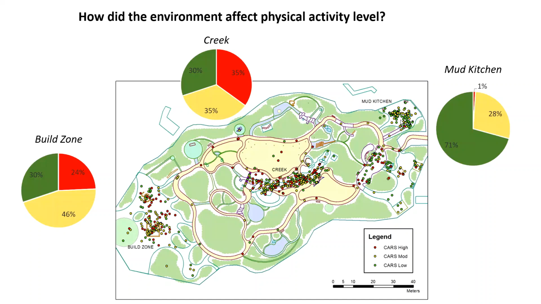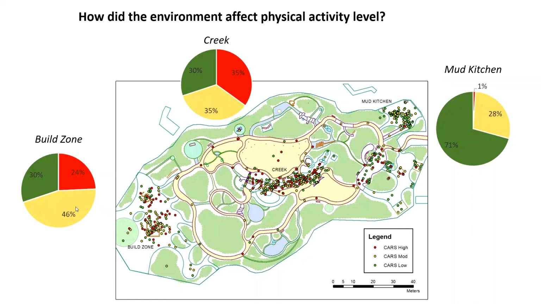And so when we look at the three main areas on the site, we see that the Mud Kitchen supports a tremendous amount of low physical activity because most of it is dramatic play. When we're thinking about children who have limited physical ability, to be able to have a space that they can interact with other children and it not require a high level of physical activity, that is really significant.